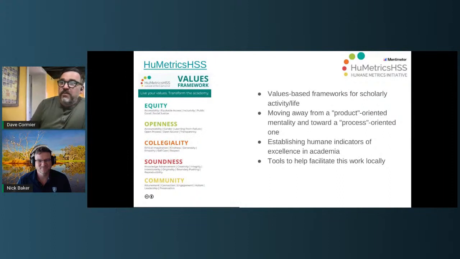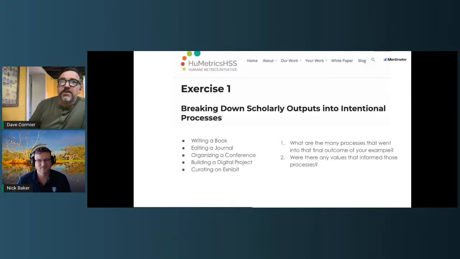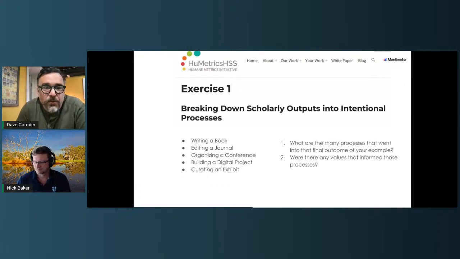They have a lot of tools to help facilitate this work. Here's one example. This is exercise 1. It's a small piece of exercise 1 of one of their approaches that they suggest you use inside your organization: breaking down scholarly outputs into intentional processes.